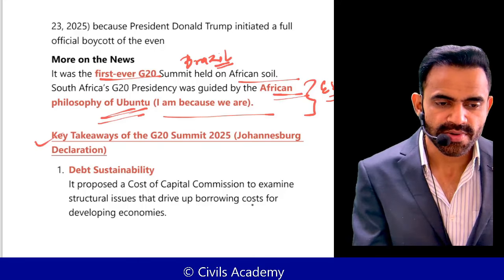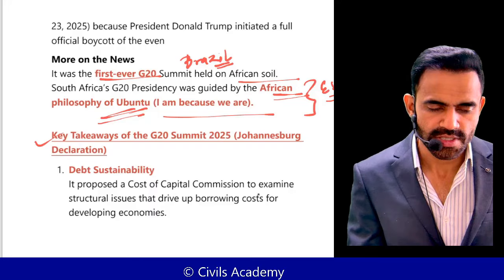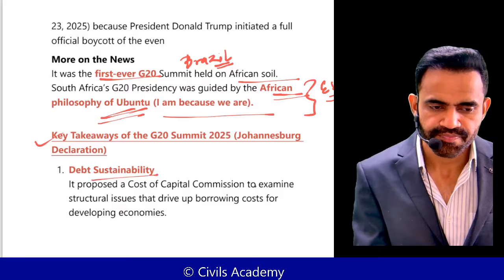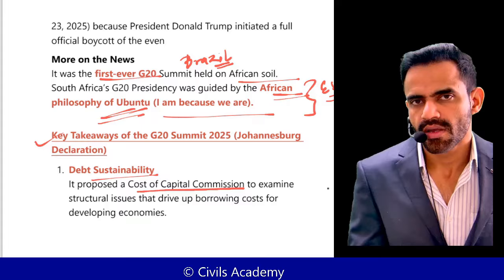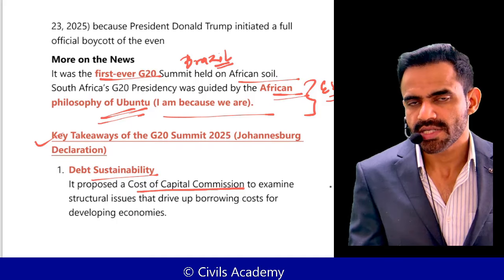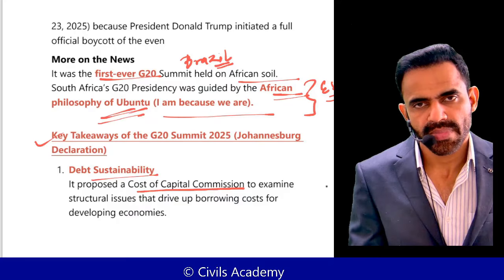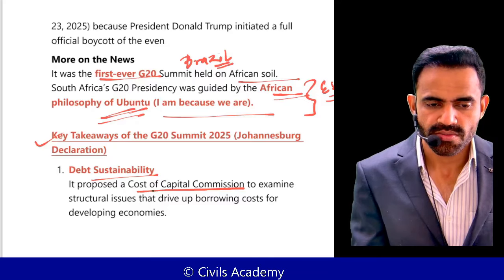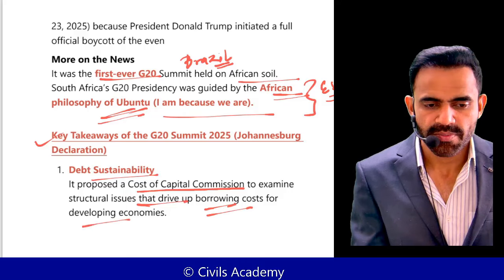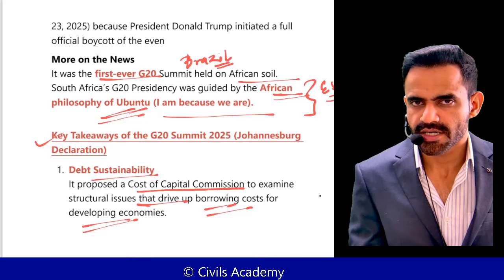So what were the major initiatives or major developments or major outcomes of this summit? One is debt sustainability. Understand, this proposed a cost of capital commission. We have discussed this issue last month as well, that developing countries have very high cost of borrowing. So to deal with that issue, there is a proposed cost of capital commission to examine the structural issues that drive up the borrowing cost for the developing country. In a very simple sense, high interest rate for the developing country.